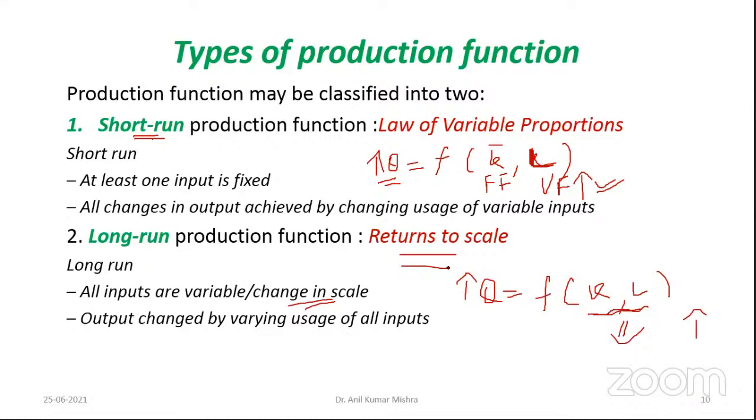But in the long run, as you know, all the input factors are variable, that's called the change in scale. To increase production, we have to change the scale. Therefore, returns take place due to the change in scale, and so in the long run it is called returns to scale. Now we start with the first part: short-run production functions.